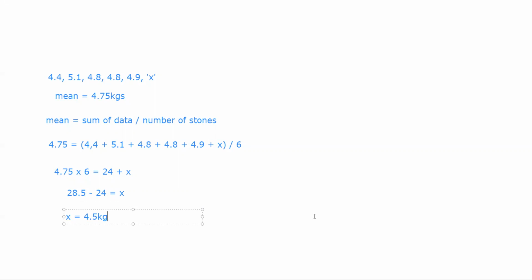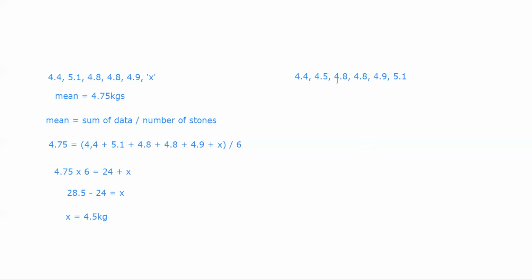So this is another way that you can encounter any question related to mean, mode, and median. And if you want to find them, now you have the data for all 6 stones. So now you can arrange them in ascending order. So this would be 4.4, and then 4.5 kgs, this one that we have calculated, then 4.8, 4.8, then 4.9, and then 5.1. So now we have arranged the data in ascending order.